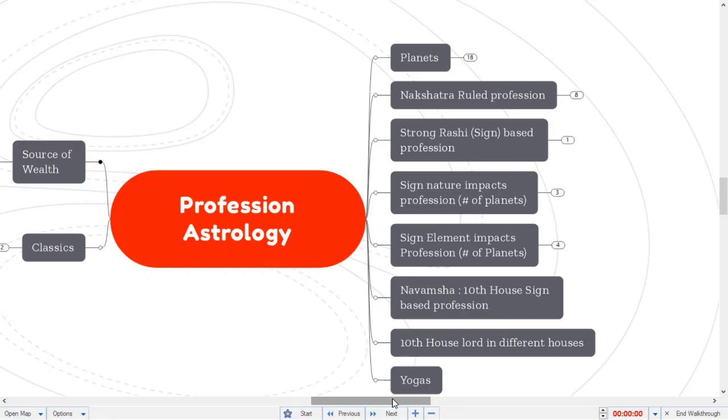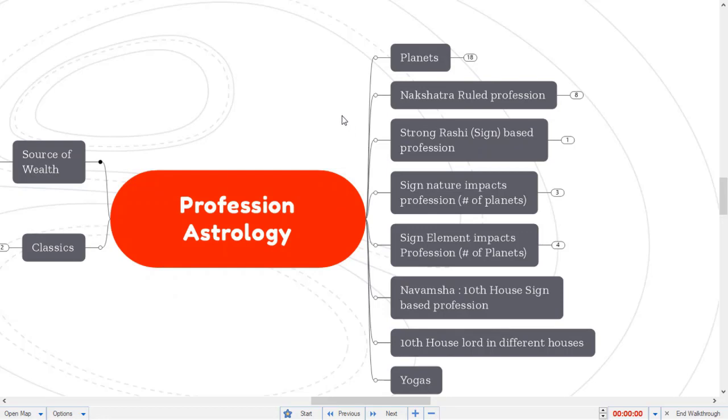But based on my limited knowledge of what I have studied from the classics, I would try to give you a flavor today. Each one of the topics shown here could take an hour or maybe more to go through in detail and understand. But as I said, I'll just give a flavor today so that you can understand different dimensions. So let's understand what are the key things that are important when it comes to judging a profession.